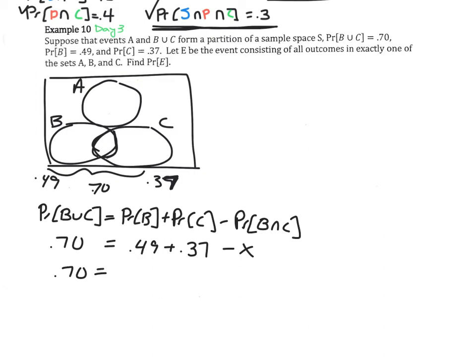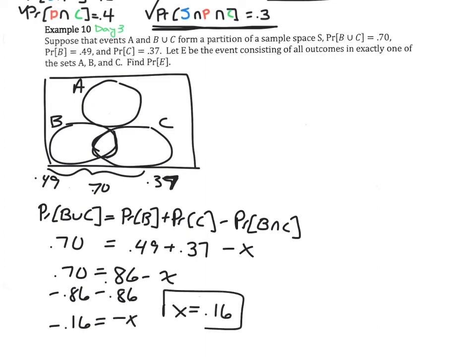Combine like terms here, I'm going to get 86. Subtract. And now I know the middle. So if I put that in, I can subtract 0.16 out of 49 and out of 37. And that leaves me with 33 plus 16 plus 21, which does equal 70. So I know that's true.